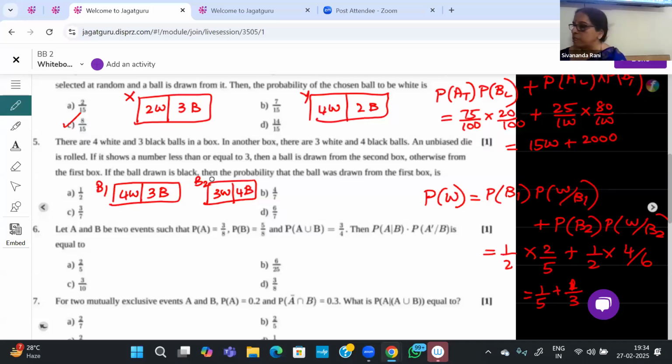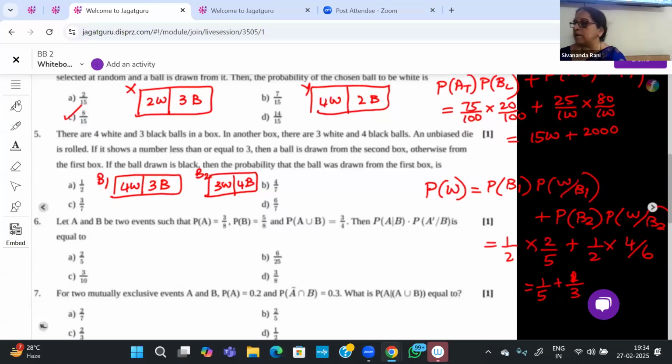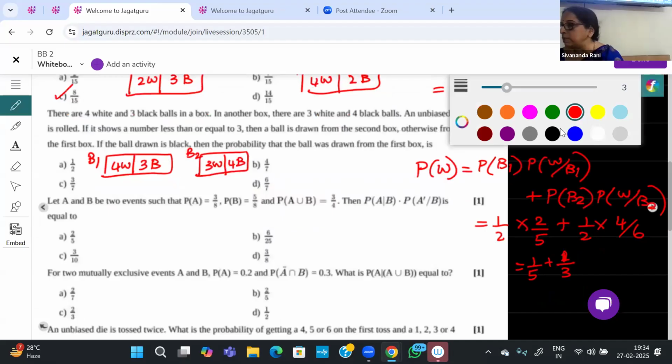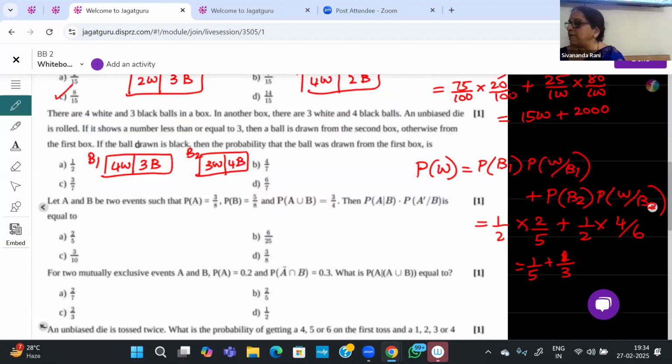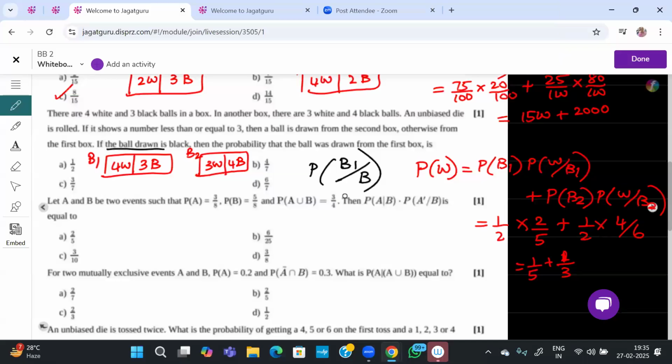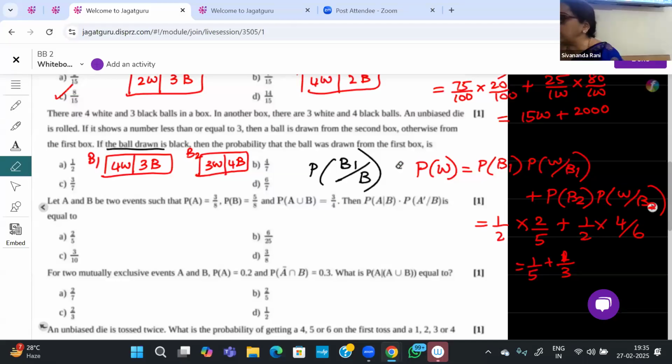Okay. So we should go to the last sentence here. Which probability is he talking about? The ball drawn is black. Understood? The ball has been found to be black. What is the probability that it was drawn from B1? That's what he's asking. So, what do you think will work? Bayes' theorem. Very good. Because he is talking about a conditional probability.